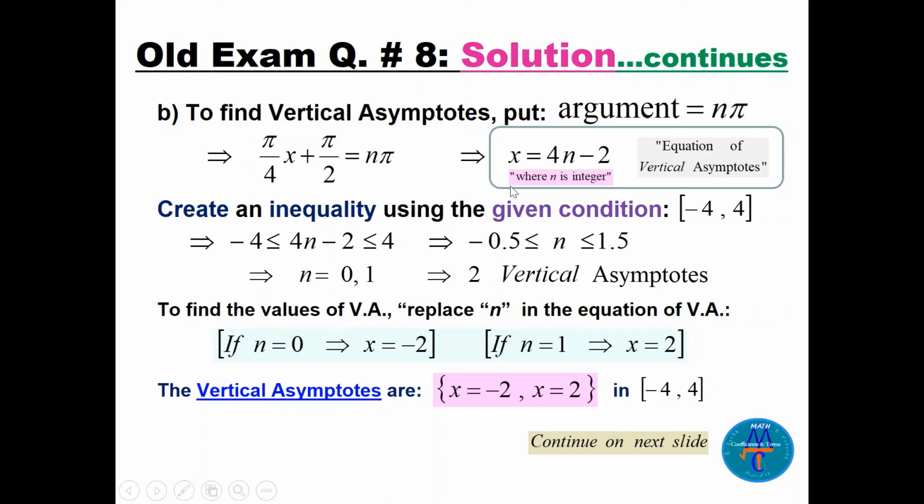Now we create an inequality. We take the equation here, 4n minus 2, between closed minus 4 to 4. So we add 2 there, we add 2 there, we add 2 there, then we divide by 4. So get n between minus 0.5 and 1.5. So how many integers are there? The 0 and the 1 only. So there are 2 vertical asymptotes. Let's find them. N is equal to 0, put it in the equation here, so you get x equals minus 2. N is equal to 1, put it there in the equation, you get 4 minus 2, x will be 2. So you have the vertical asymptotes are minus 2 and 2 in the interval minus 4 to 4.